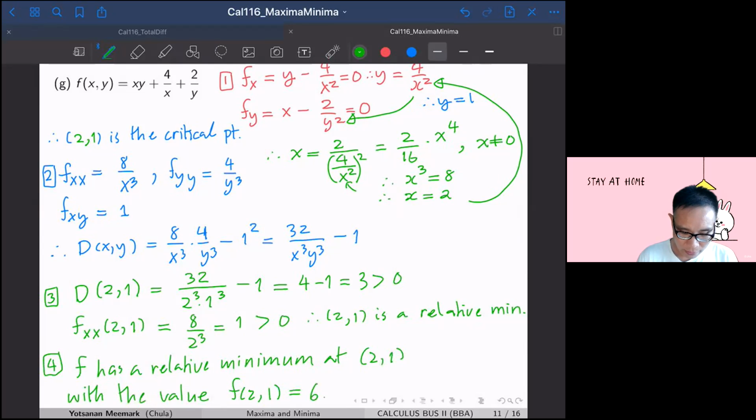Okay, so that would be it. And this one will be the end for this lecture. Okay, so I did many examples already. The next clip is going to be about the word problem for maximum and minimum value, where we're going to read the question together, formulate the function, and find the critical point. Okay, so that's all.